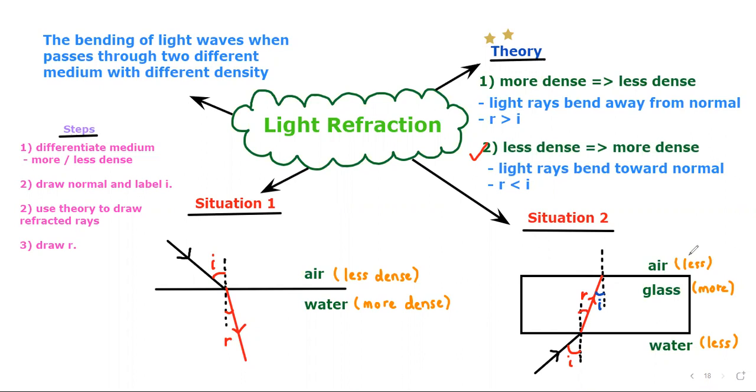Now it's more dense to less dense. More dense to less dense is bent away from the normal, which is your angle of refracted is more than your angle of incident. So make sure that the light ray that you draw must be bigger than the incident angle. So here, draw it out and then label your angle of refracted, R. So this is how you answer your question.